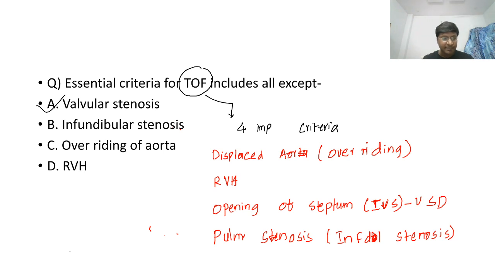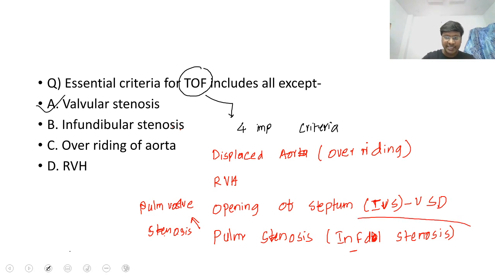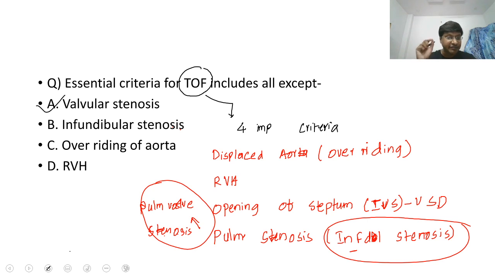Now this pulmonary stenosis can present in two ways. What are those two ways? Either there will be infundibular stenosis or there will be pulmonary valve stenosis. But among these two, which is more common? It is infundibular stenosis which is more common. And which is less common? Pulmonary valve stenosis is less common, and the presence of pulmonary valve stenosis is not the essential criteria.